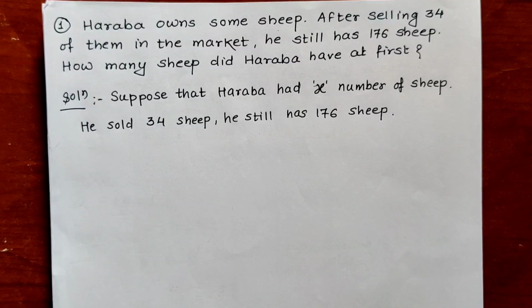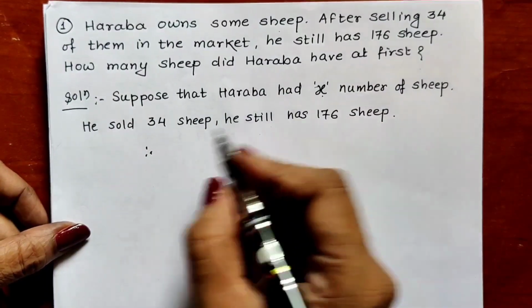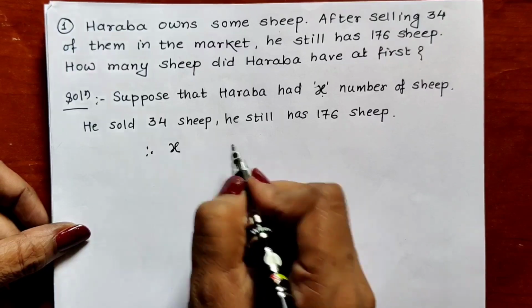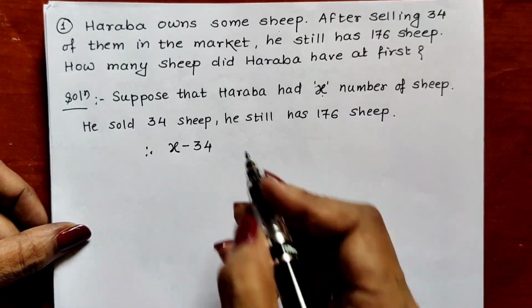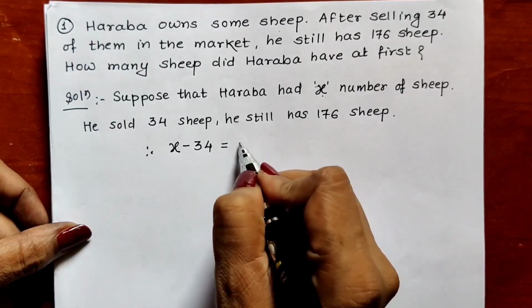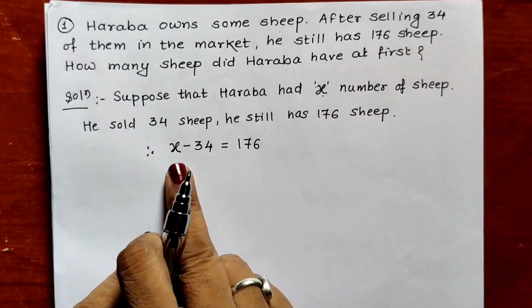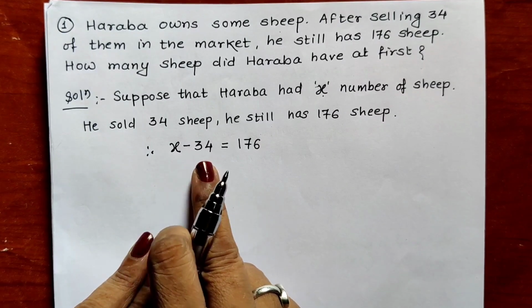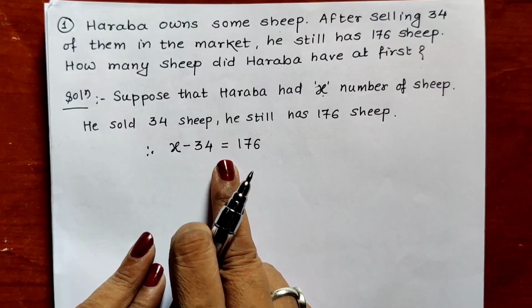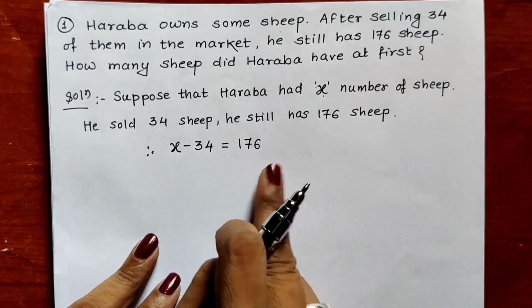So from this information we will have to form an equation. So how to form the equation? Total number of sheep were X. From X he sold 34. So from X 34 are subtracted. After subtracting 34 he was still having 176 sheep. Have you understood how to form the equation? Total number of sheep were X. From X he sold 34. That means we have to subtract 34 sheep from X sheep. And after that he was having 176 sheep. So in this way we have to form the equation.